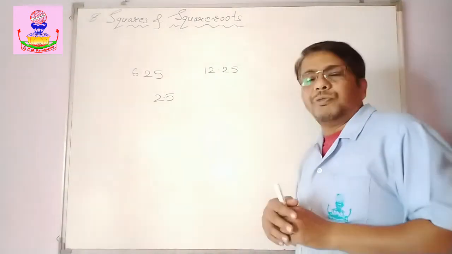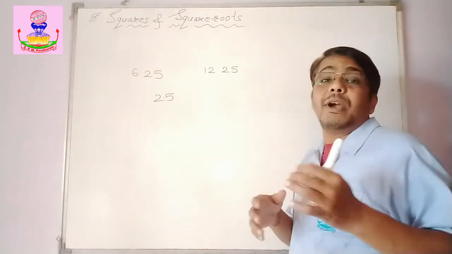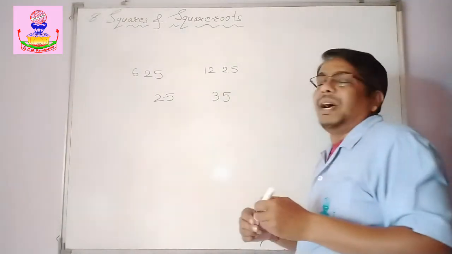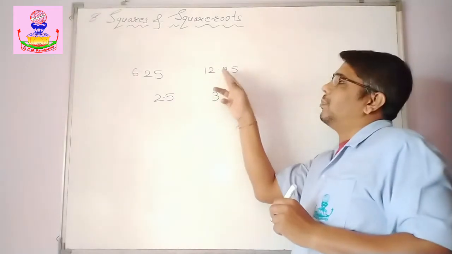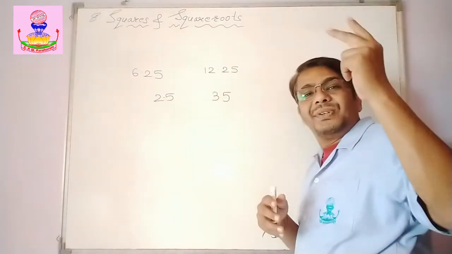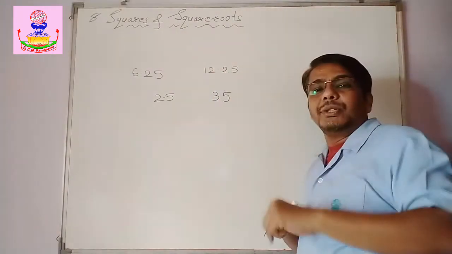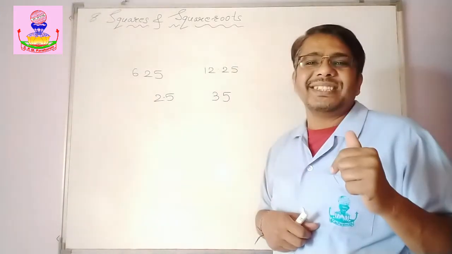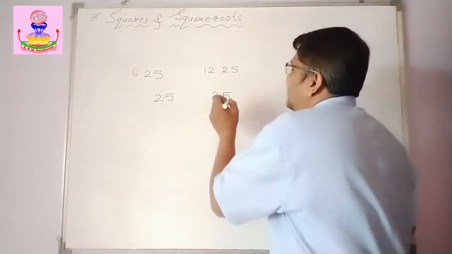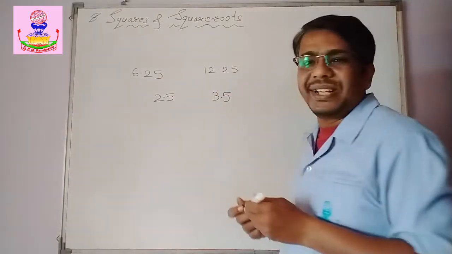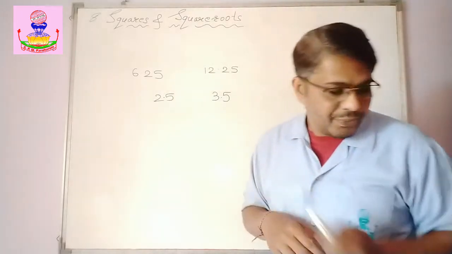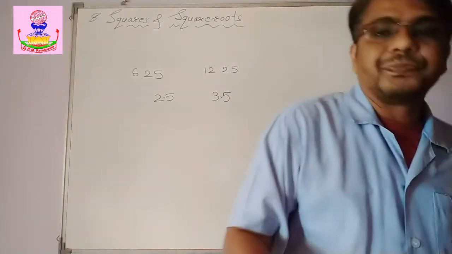Now 12.25 is the square of 3.5. See, after the decimal point, how many digits are there? 2 digits are there. So in the square root, how many digits will be there after the decimal point? Half of 2 digits, 1. So there has to be only 1 digit. Do you get it? Okay. So in this way, for decimal points.